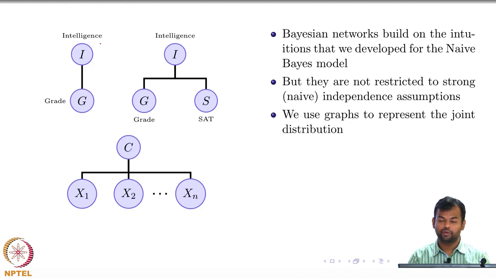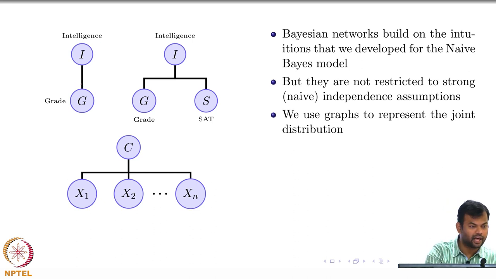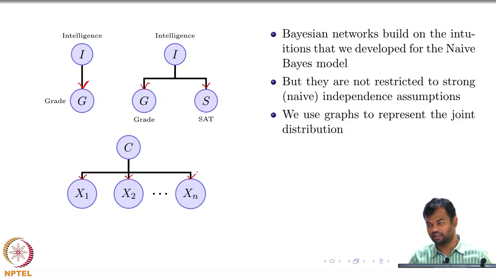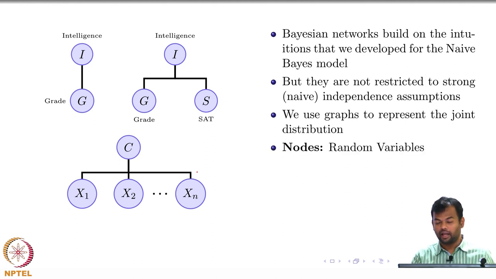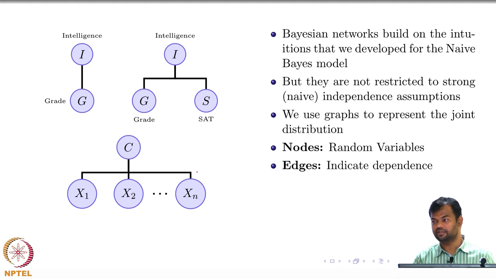Okay. And we could use graphs to represent joint distributions. So, for example, the first example that we had, where we had only these two random variables, intelligence and grade. Actually, we need the arrow here. Okay, so we have this simple graphical model in that case. Now, since I'm talking about graphs, we have to tell what are the nodes and what are the edges. So the nodes are random variables, and the edges indicate dependence, and they are directed edges. So it tells you which variable depends on which variable, right? So there's a semantics encoded in the direction.